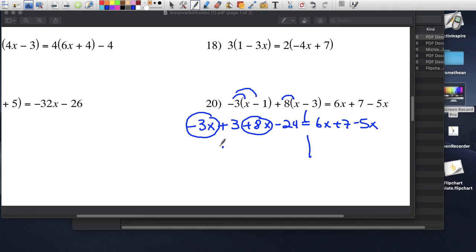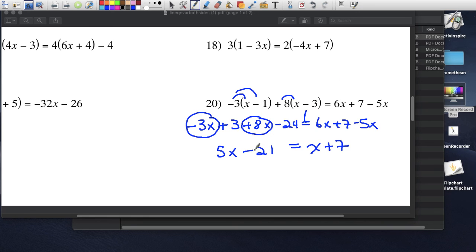So those two combined give me 5x. 3 minus 24 is negative 21. And then let me just write this. Sorry, I should have. Equals. On this side, 6x minus x is just x plus 7. I combine everything that I could.